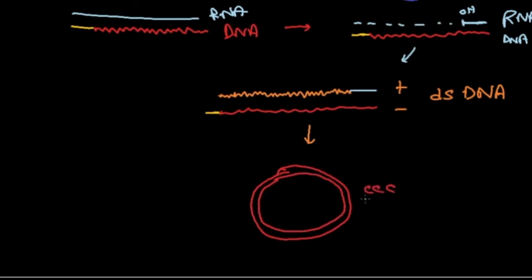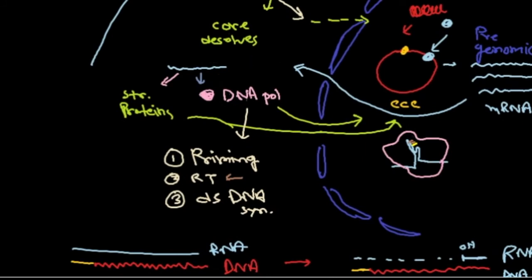So now it is cccDNA again. Then this DNA is ready to be packaged inside the virus particles. And I remind you that during the production from the genomic RNA inside the cytoplasm, we not only produce DNA polymerase, but also some structural proteins which are also taken inside the nucleus. So here, the structural proteins start to emerge.